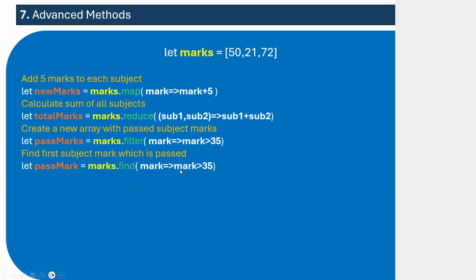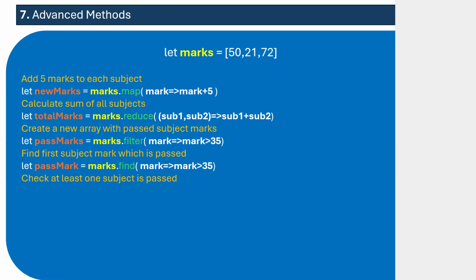As you can see, the condition is marks greater than 35. Same code, no? Filter, map, find, there is no change. Filter will return a new array, but find will return only the first element which is matching. Okay. Next one, guys.